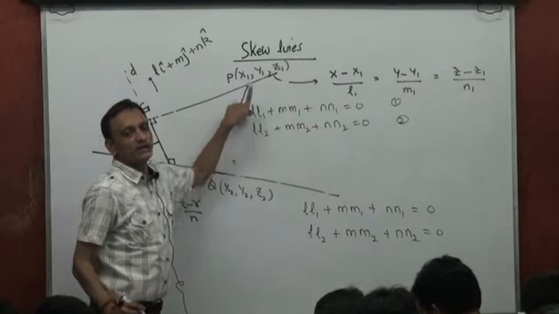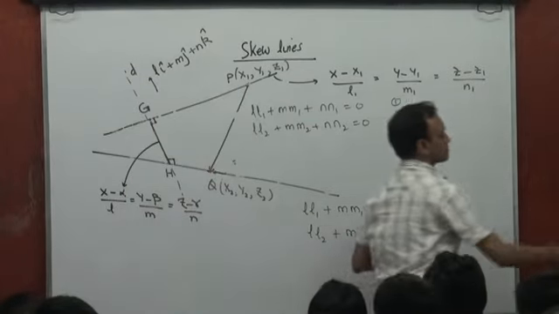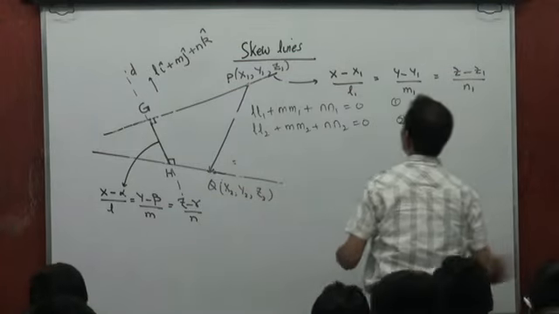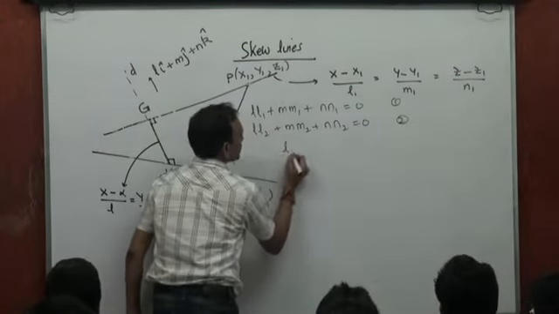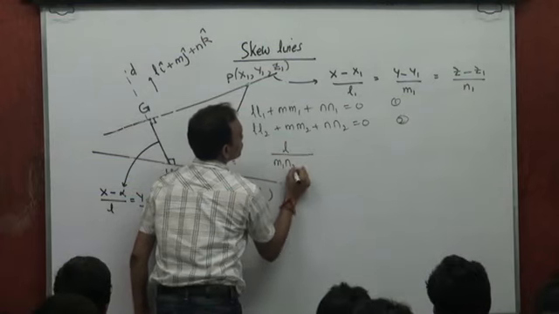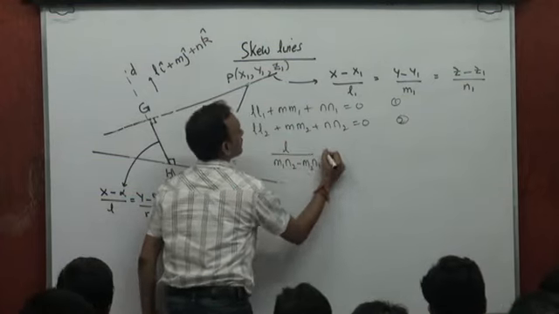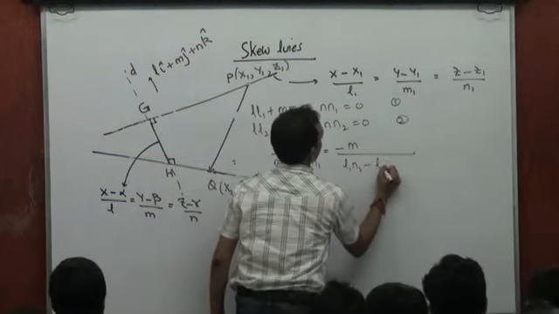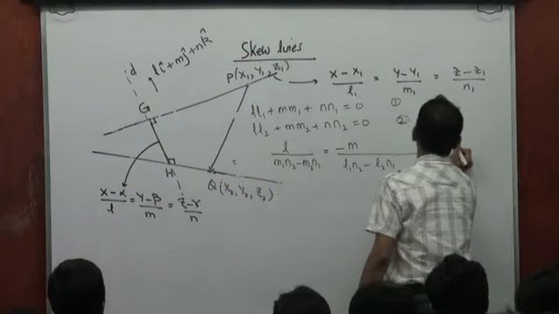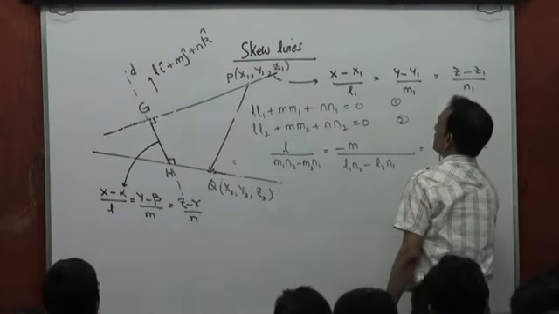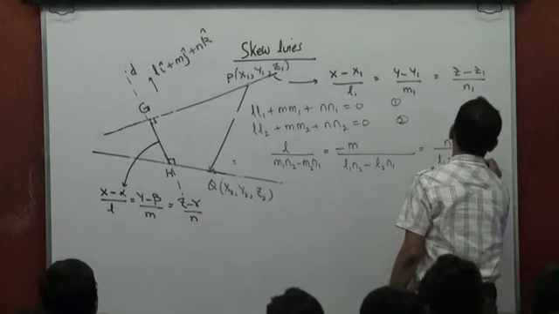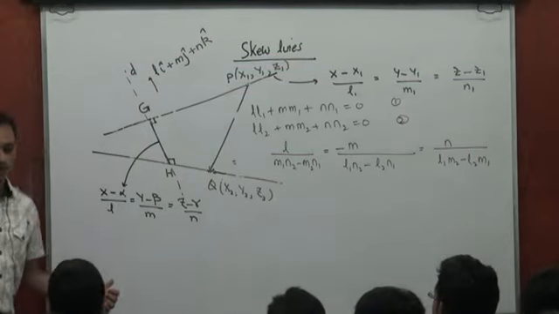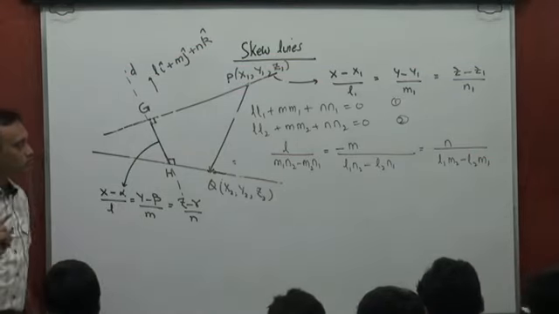From these two equations, I can apply the rule of cross multiplication. If I apply the rule of cross multiplication, then L by M1 N2 minus M2 N1 is minus M by L1 N2 minus L2 N1 is N by L1 M2 minus L2 M1. Yes or no? This is what you get when you apply. I hope all of you know this. We did this in quadratic equations. The rule of cross multiplication, this is what you get.